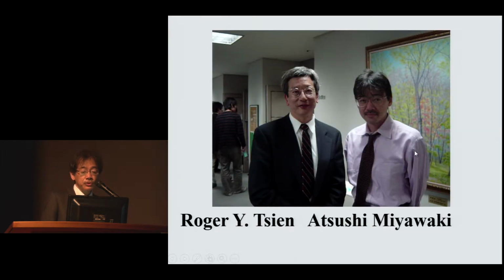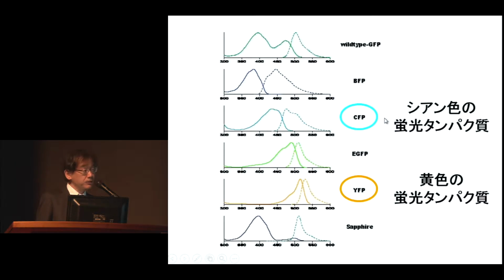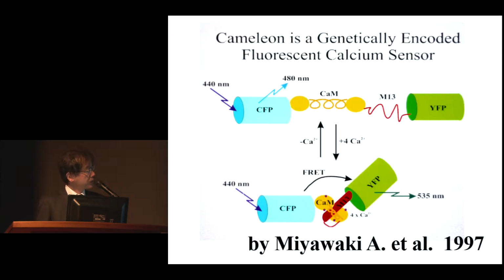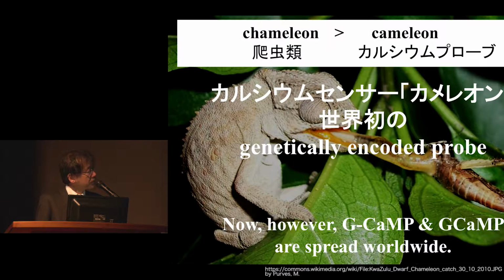And I had a chance to stay in Roger's lab from 95 to 98. During my stay, I used CFP and YFP as the donor and acceptor for FRET. I won't go into FRET today, but I created a genetically encoded indicator for calcium ions. I named the protein chameleon, after the reptile chameleon. The chameleon is the first GFP-based, FRET-based indicator.